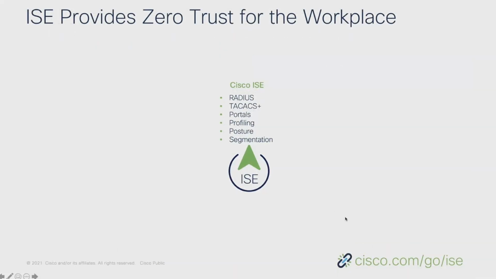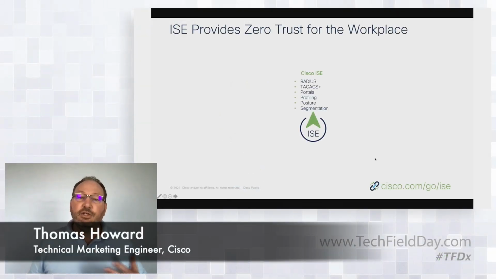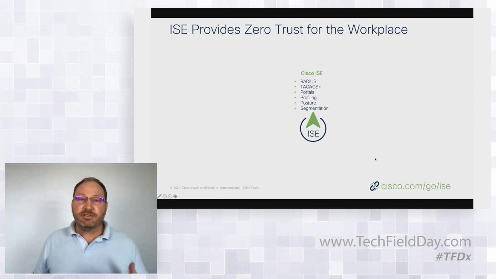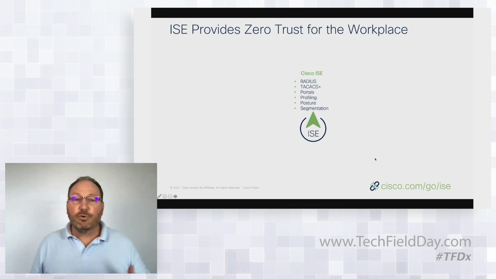So if you don't know about ISE, basically at its heart, it is an authentication, authorization, and accounting server, a AAA server. We use the RADIUS and TACACS+ standard protocols in order to communicate with our network devices. And we also offer a lot of other services like web portals and the ability to automatically profile endpoints, do posture to determine compliance on them if we can do that.